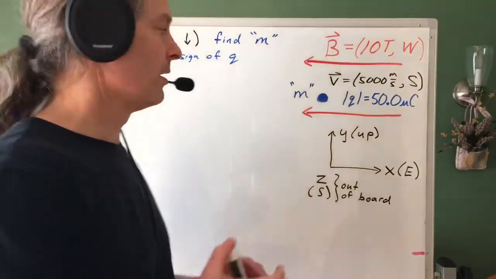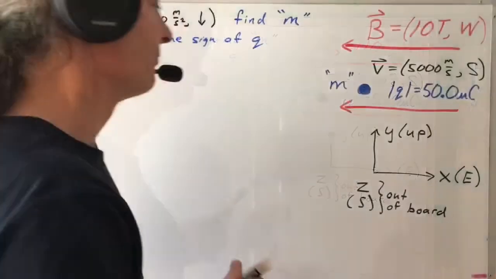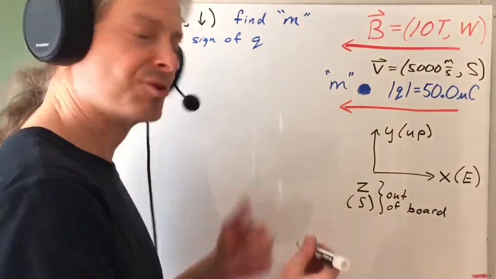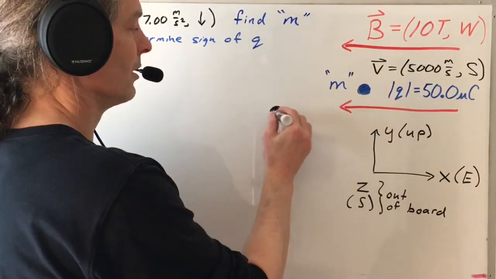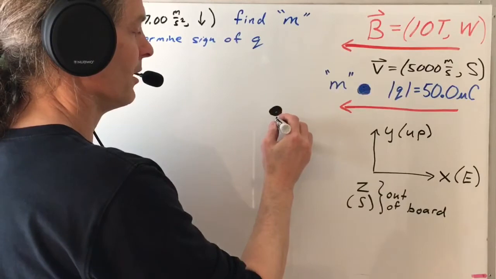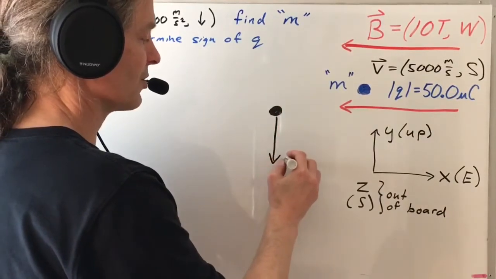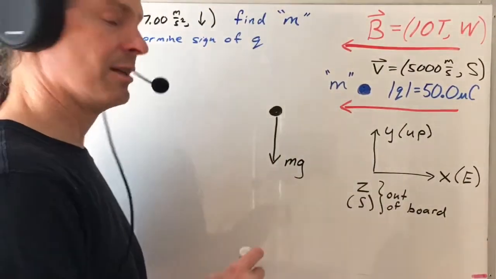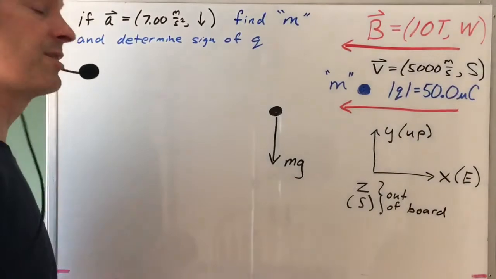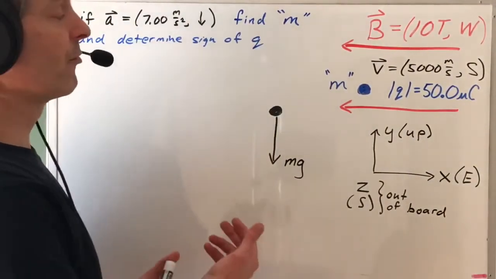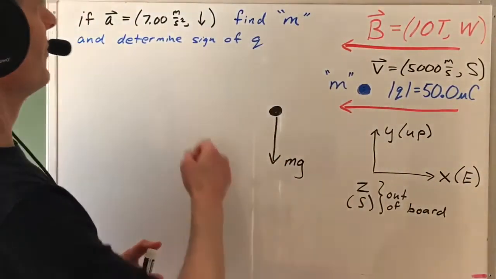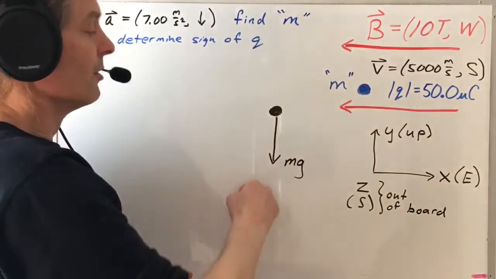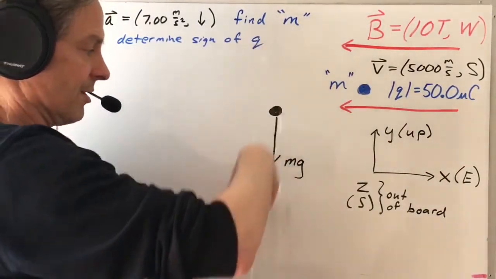All right, so let's start by drawing a free body diagram. Because we've got acceleration, we've got forces, maybe we can use a free body diagram and Newton's second law to put all this together. All right, so we have a downward gravitational force of magnitude mg. Now we've got to put in the magnetic force. Now we might guess, given this information, the magnetic force has to be either up or down because the acceleration is along the negative y direction.